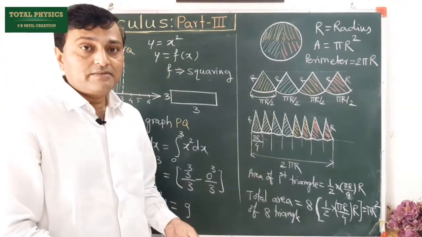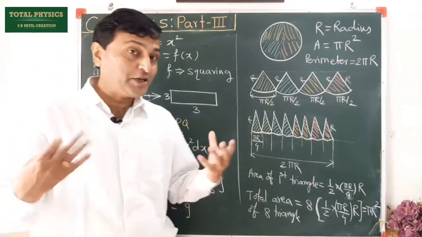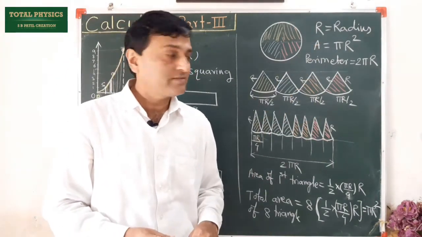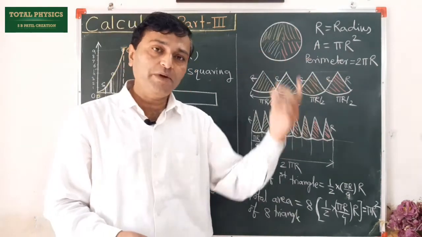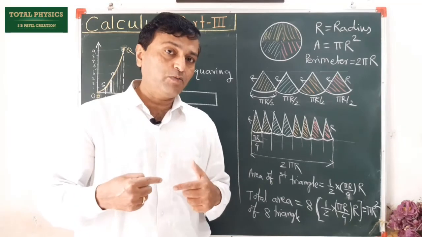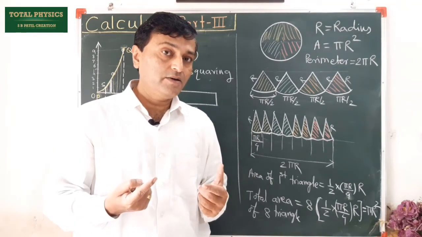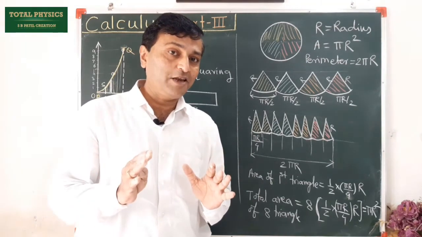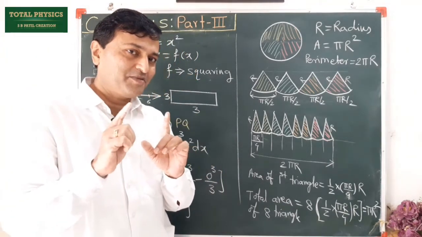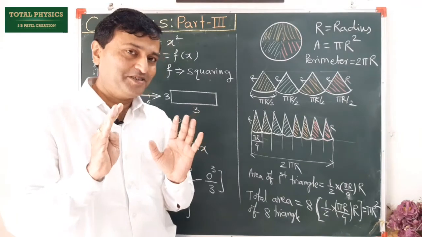Why is it interesting? Because we know the actual formula of the area of a circle, pi r square, if r is the radius, and we know the formula of the perimeter. But from the perimeter, can we derive the formula of area without calculus? We will try, without calculus, by using algebra and simple geometry.